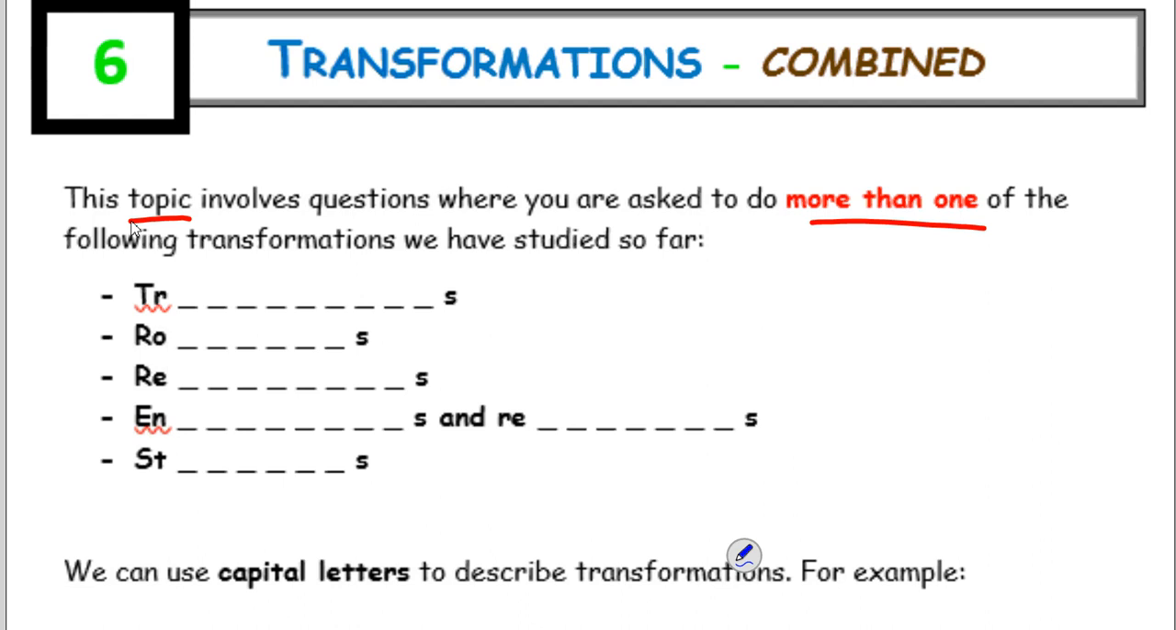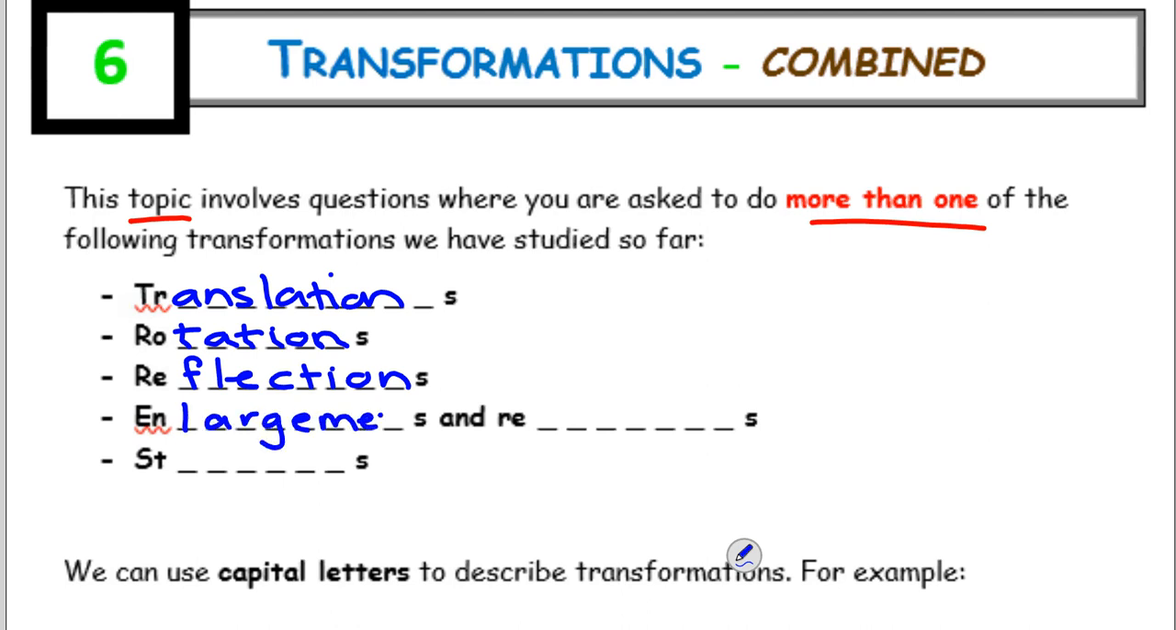We have done translations, was the first one we did. What else have we done? We have done rotations. We have also done reflections. The next one, what do you think that would be? That would be enlargements, and reductions. And the last one we did was stretches.